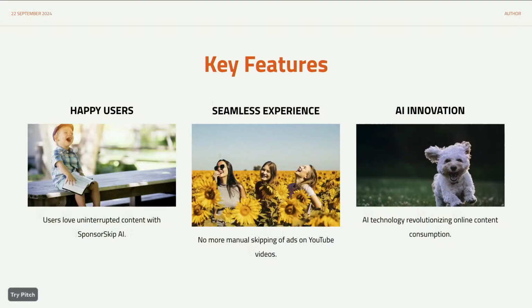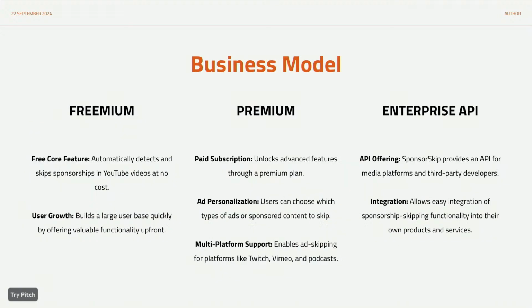Everyone who watches YouTube on their laptop can probably use this. The main thing is we use AI to identify the sponsors within the ads. We use a couple of models. What we provide is seamless viewing and sponsor skip. It's an AI tool, and these are the key features. Users are happy, they would definitely be willing to use it, and it's a seamless experience. We also identify which sponsors go with which ads, so good data, some AI innovation there.